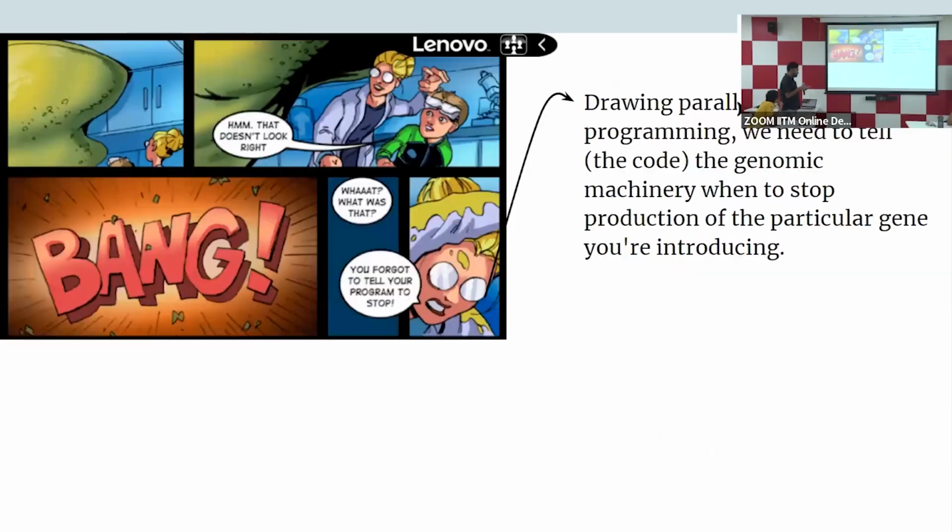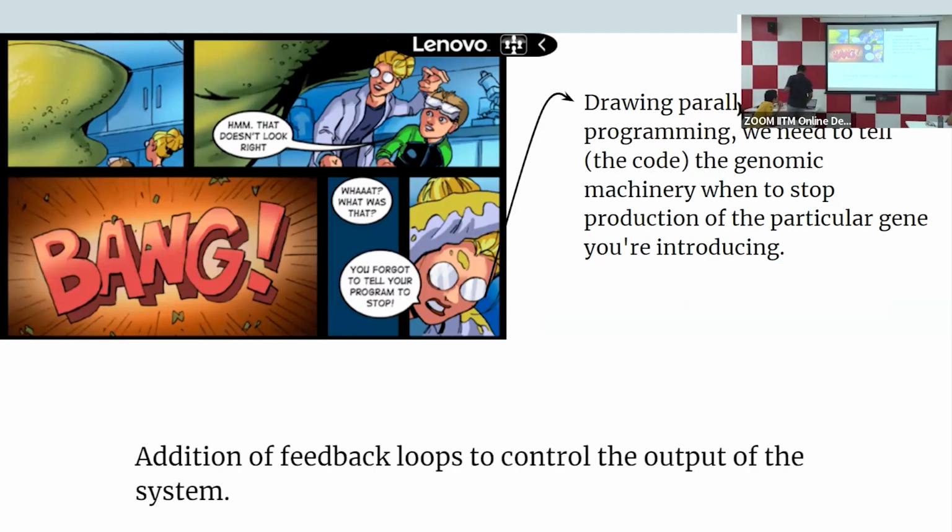So what is an inverter? An inverter is essentially a NOT gate, a biological NOT gate that is made up of 4 components: ribosome binding site, repressor, terminator, and operon. Drawing parallels to programming, the inverter basically needs to tell the genomic machinery when to stop the production of a particular gene. And we are adding feedback loops to control the output of the system.